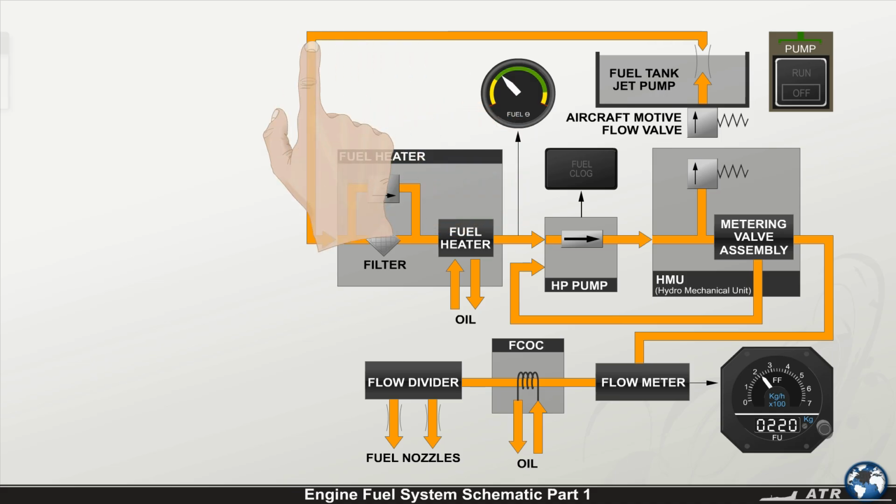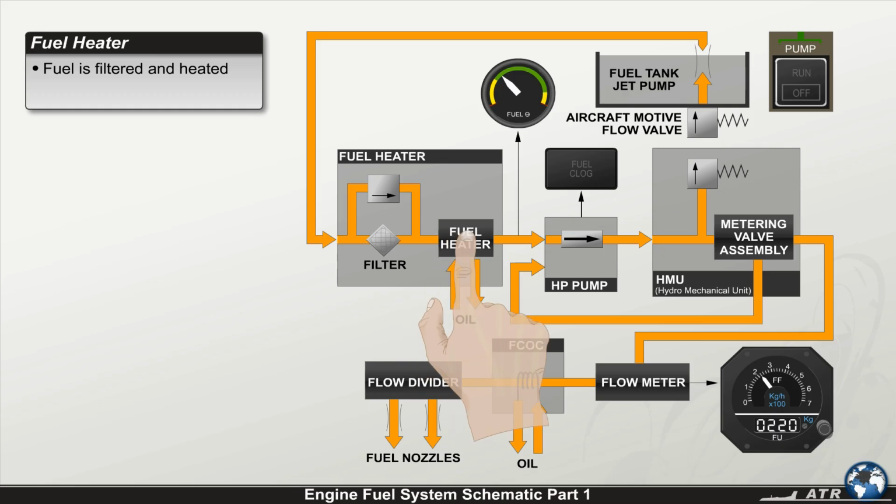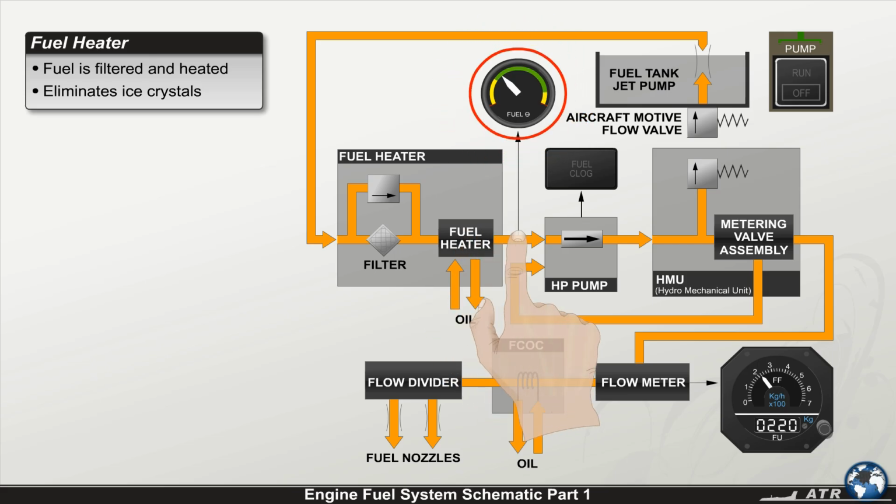The fuel enters the engine at the fuel heater, where the fuel is filtered and heated by the engine oil to eliminate ice crystals in the fuel. A fuel temperature sensor is installed in the fuel outlet of the fuel heater to indicate the engine fuel temperature in the cockpit display.